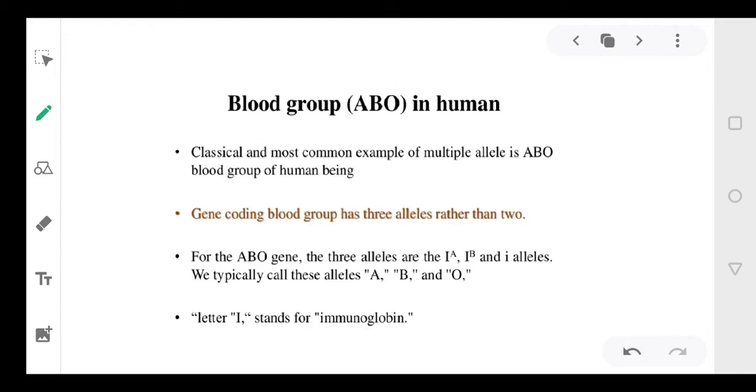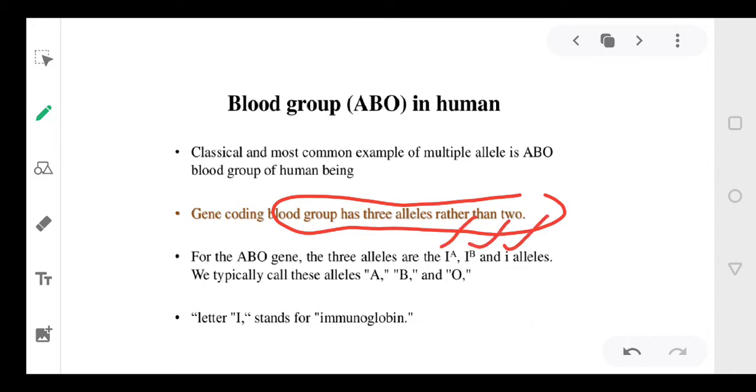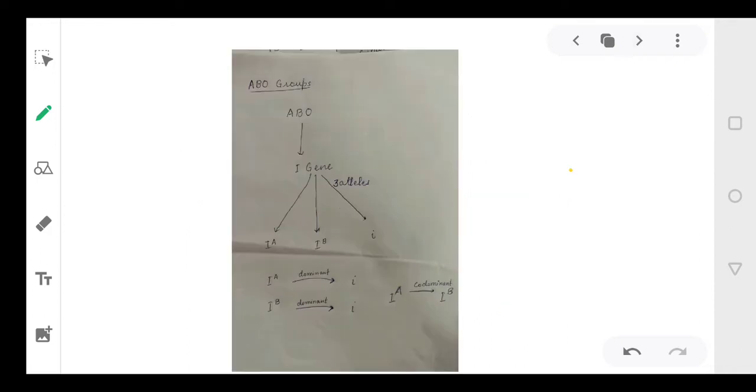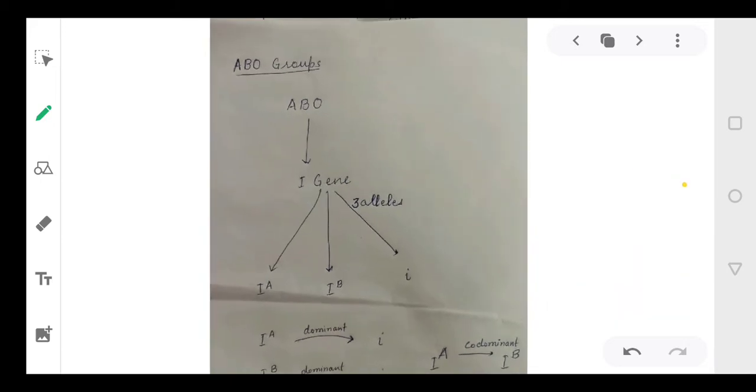Now we know that blood group has three alleles, that is IA, IB and i. This I stands for immunoglobulin. Let's study the example. I hope you remember this slide. So we have these blood groups and the ABO blood group system that we are following. This ABO blood group is controlled by a gene I. So the gene is one, that is the I gene. It has three alleles.